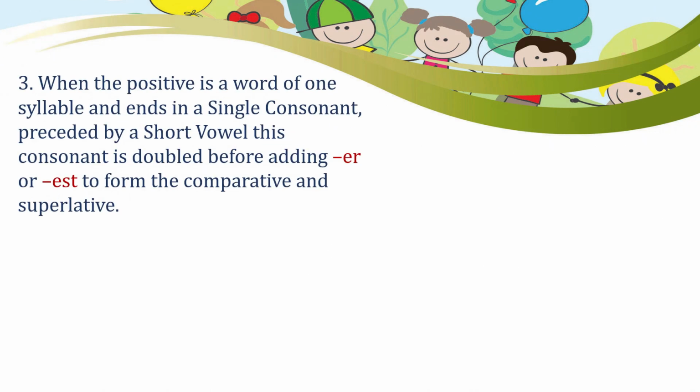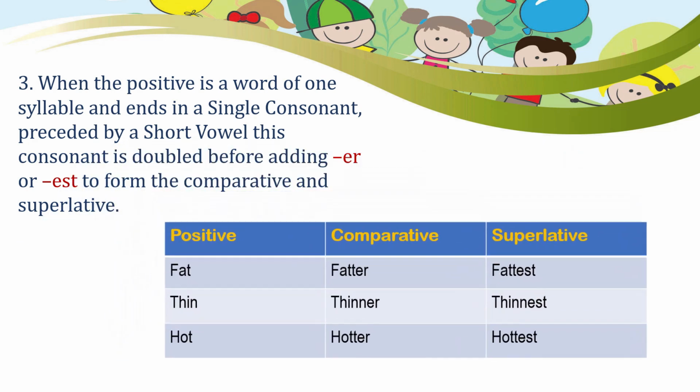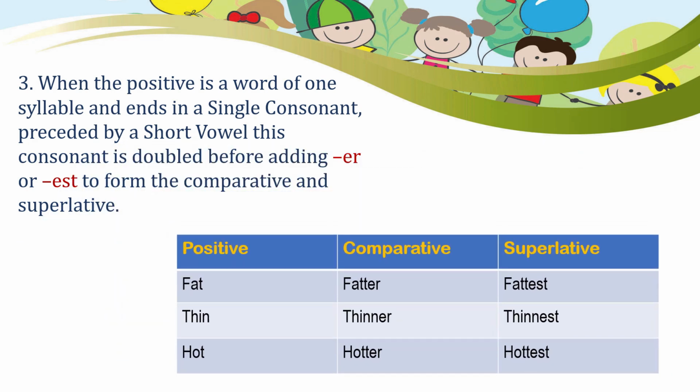Let's see the third rule. When the positive is a word of 1 syllable and ends in a single consonant preceded by a short vowel, this consonant is doubled before adding er or est to form the comparative and superlative. Let's see the example. Fat. The word fat ends with a consonant and is preceded by the vowel a. So we have to double the consonant t.